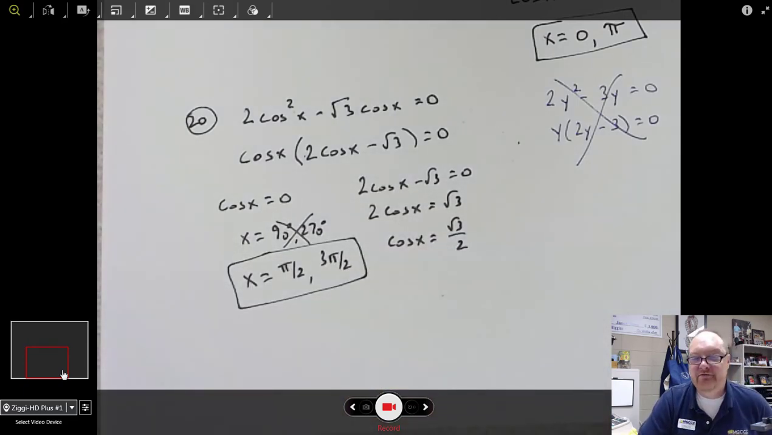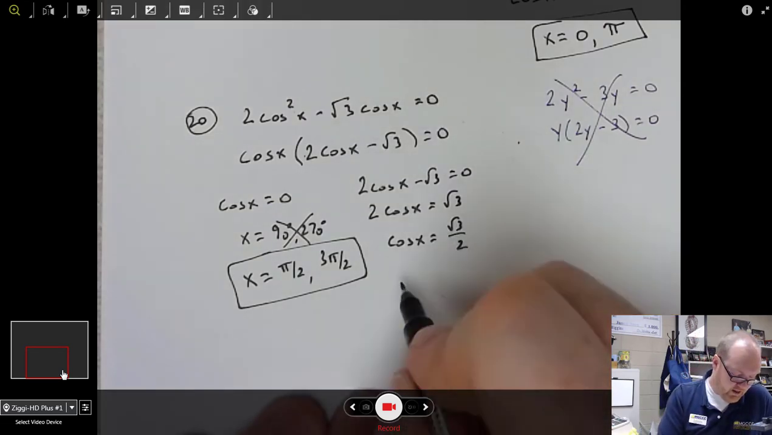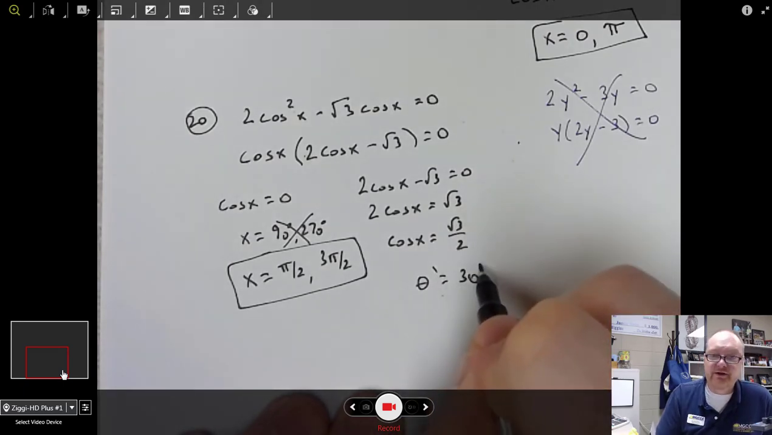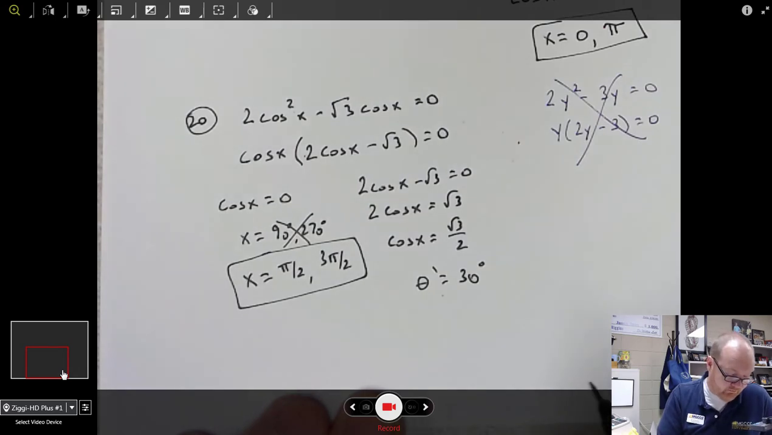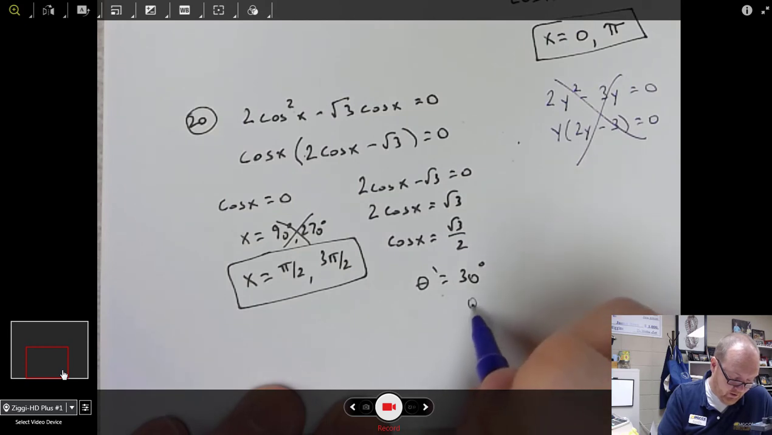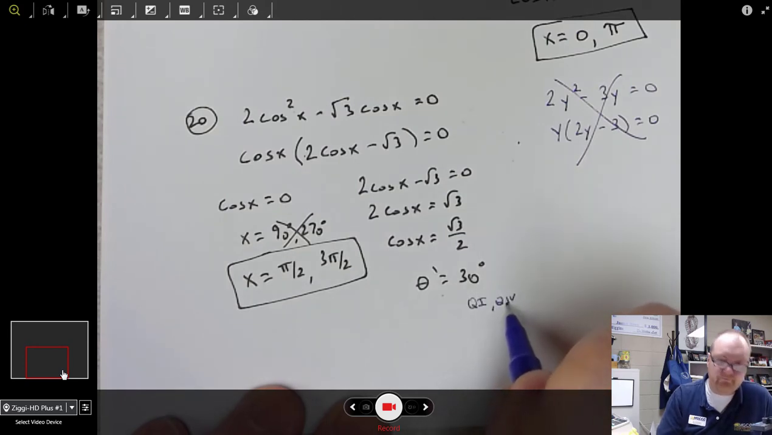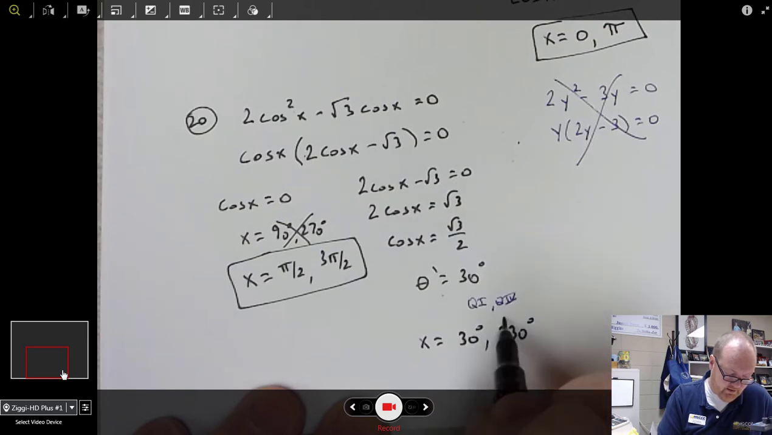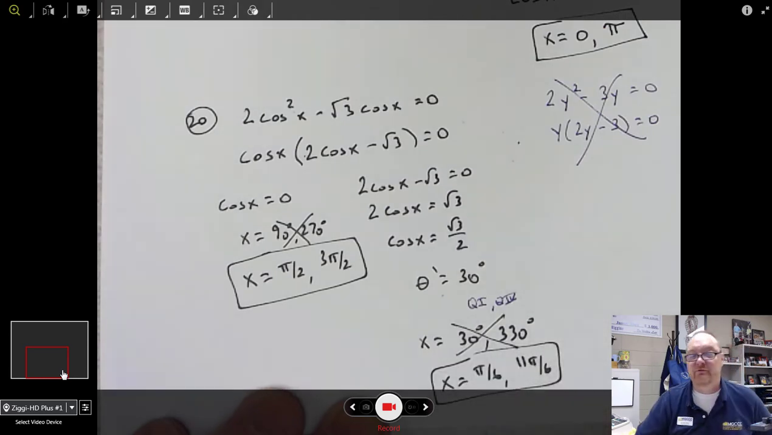And then I need to solve the second factor. So the second factor says cosine equal to square root of 3 over 2. A reference angle for that from my special triangles is 30 degrees. I need that in quadrants where cosine is positive. That's going to happen in quadrant 1 and quadrant 4. And so my solutions, I believe, are going to be 30 degrees and 330. Again, in radians, pi over 6 and 11 pi over 6 for those two solutions.